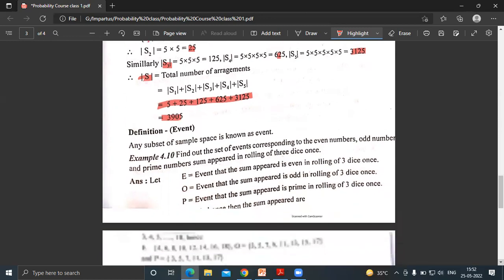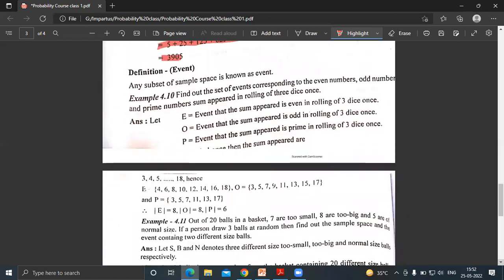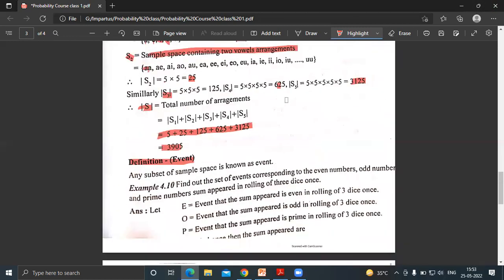Then comes our another point, because before starting probability, it's very important to know what is sample space and what is event. So then comes our event point. What is an event? An event means any subset of the sample space is known as an event.